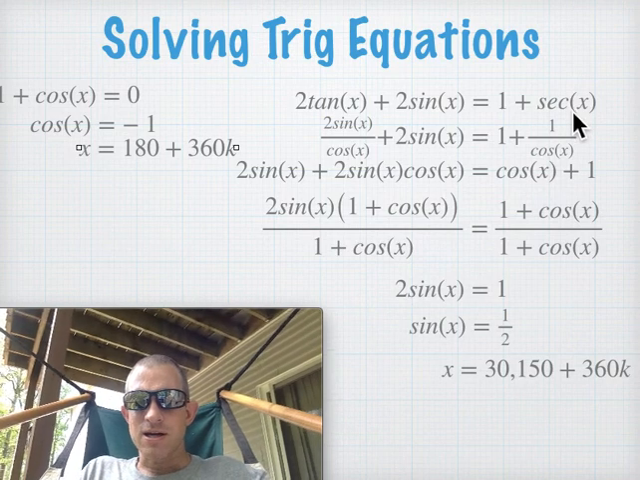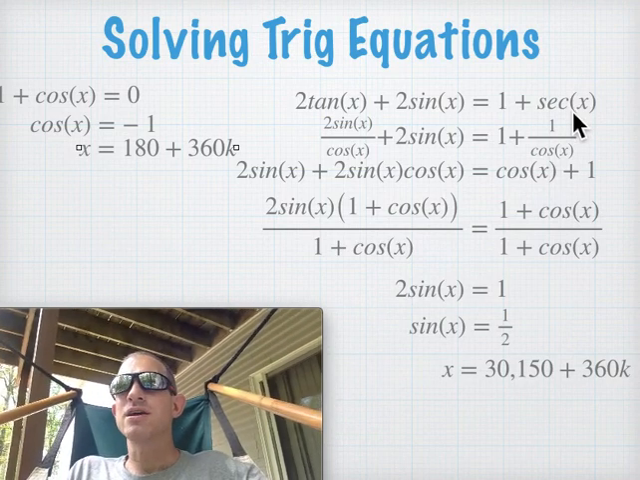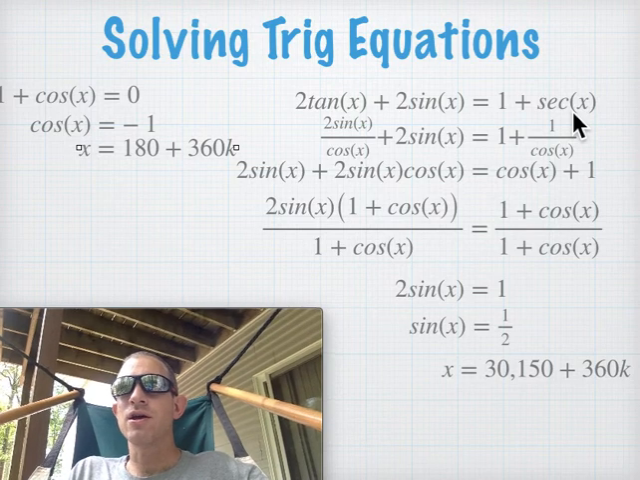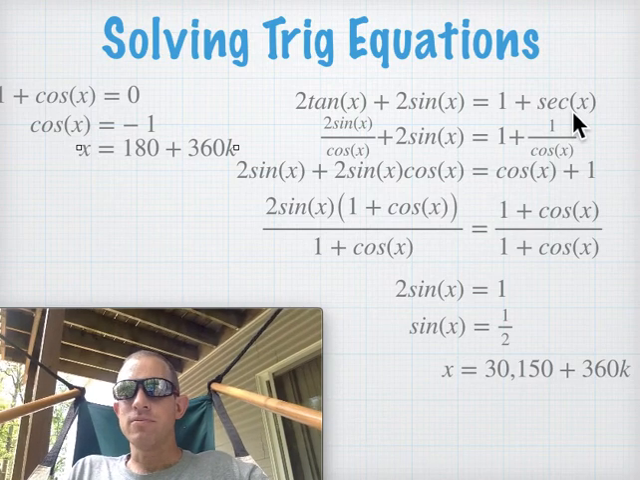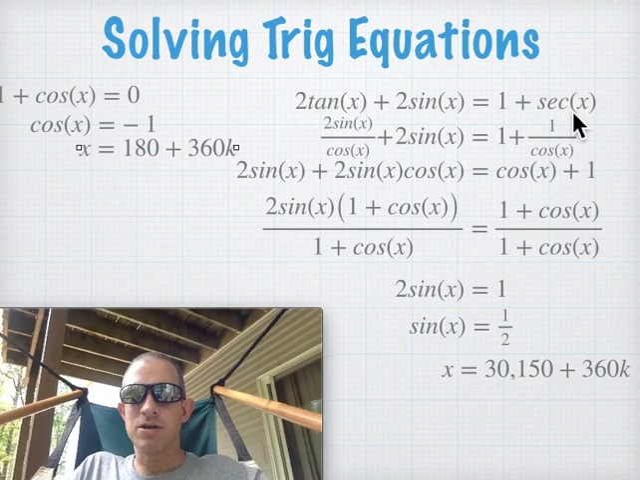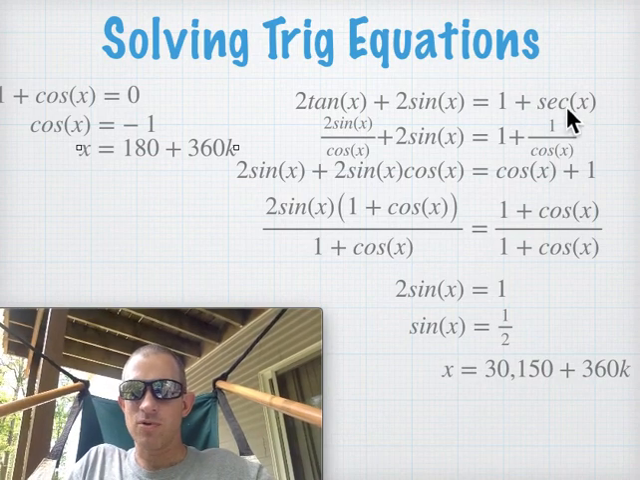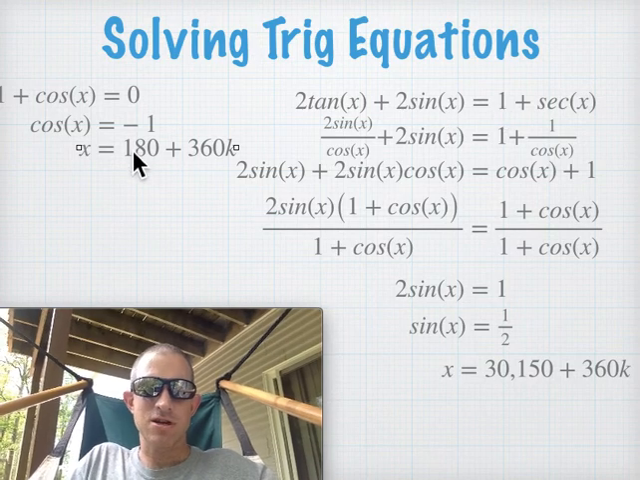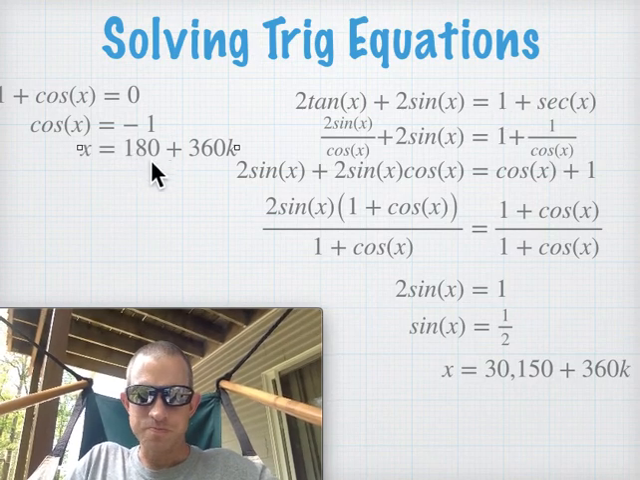On the right-hand side, secant of 180. Secant is 1 over cosine. Cosine of 180 is -1, and so the reciprocal of that would be -1. And 1 plus -1 is 0. And so 0 equals 0 is true. So that means 180 is a legitimate solution.